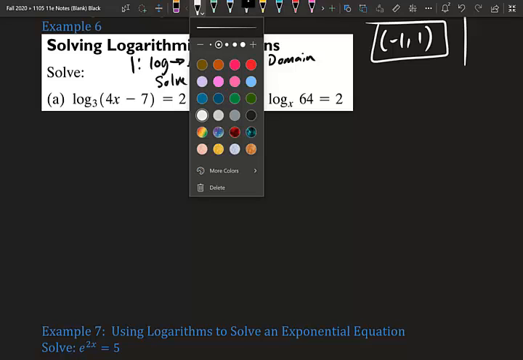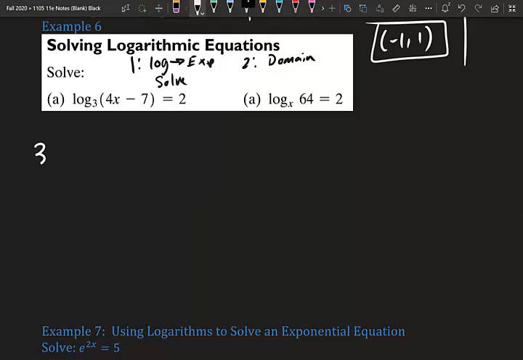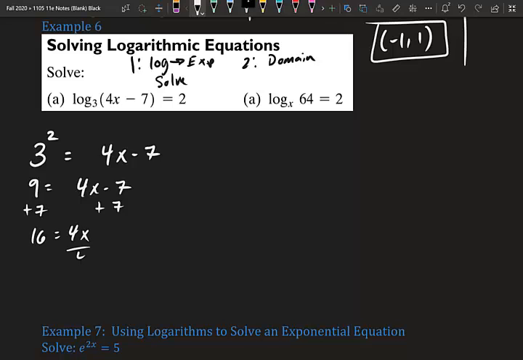The given base is 3. The given equation equals 2, and what's left over is 4x minus 7. I can simplify 3 squared, I know that's 9. Now we can solve this, so we're going to add 7 over. We have 16 equals 4x, divide by 4. So 4 is possibly x, but don't forget, we need to check the domain.